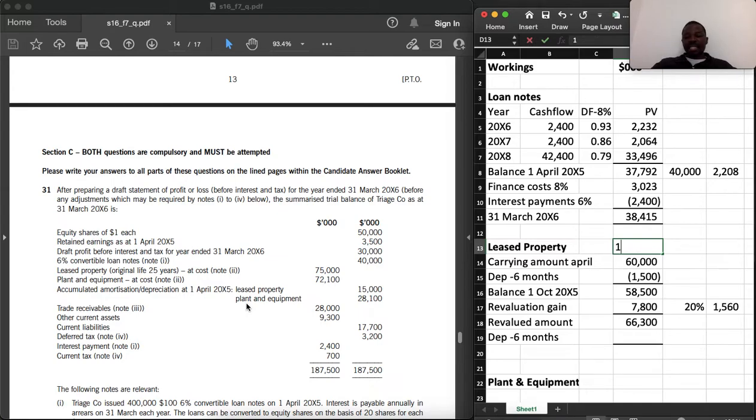So how many years is 15,000? So we'll say 15,000 divided by 3,000. So 5 years have passed.